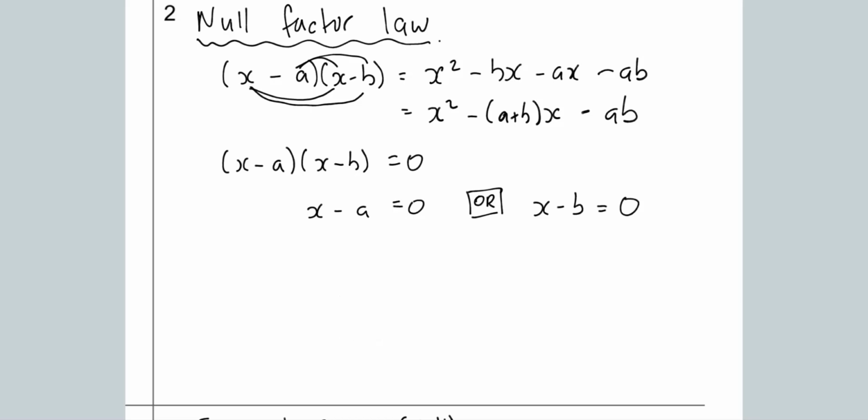If I then work this through to possible solutions, it means that x equals a is a solution of the quadratic equation, or x equals b. So what does it mean in practice? It means that if I can take a quadratic and factorize it into its two factors and set it equal to 0, then each factor becomes a possible solution for the quadratic. Let's have a look at it in practice.